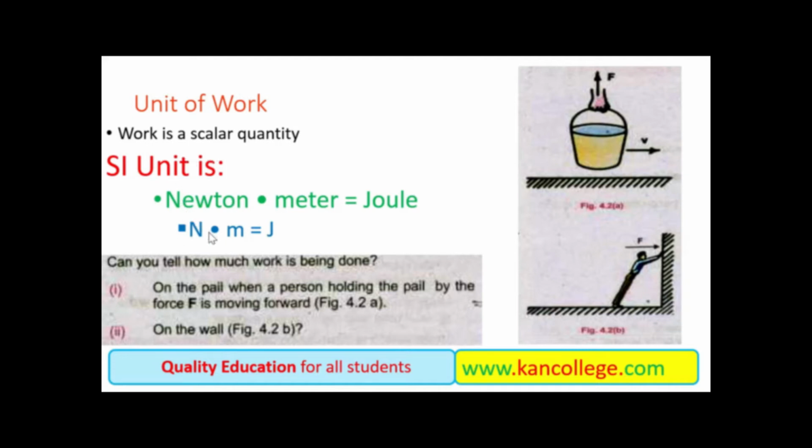The SI unit of work is Newton meter. The unit of force is Newton and the unit of distance is meter. So Newton meter is the unit of work, and it is named as joule. Joule is only the name of Newton dot meter. It is nothing but a name.